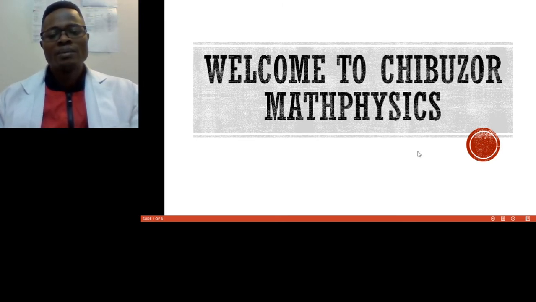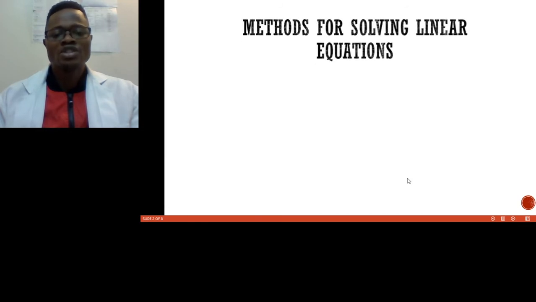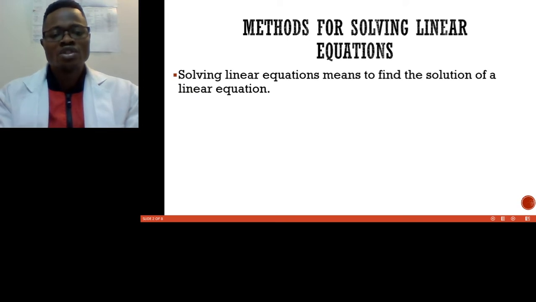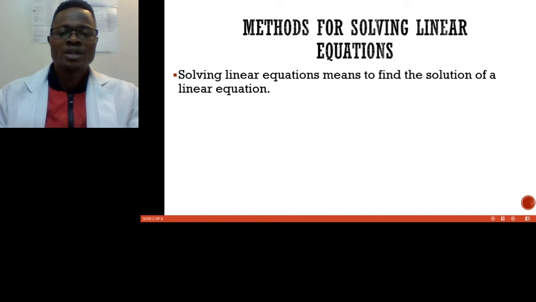Basically, when we talk about linear equations, we are referring to some method, what approach we are going to apply in solving the equations. But solving linear equations means to find the solution of linear equations. As simple as that. You don't need to complicate the definitions.